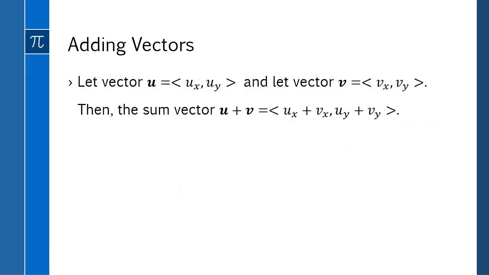Computationally speaking, if we have two vectors, u and v, each of which represented with some x and y coordinates, so u sub x, u sub y, vector v has terminal point v sub x, v sub y, then if you want to add them together, you add them by coordinates. So you would add the x coordinates together to get the x coordinate of the sum. You would add the y coordinates together to get the y coordinate of the sum.